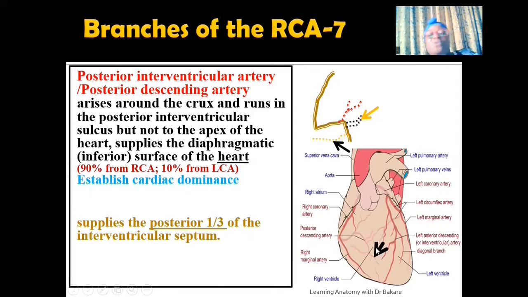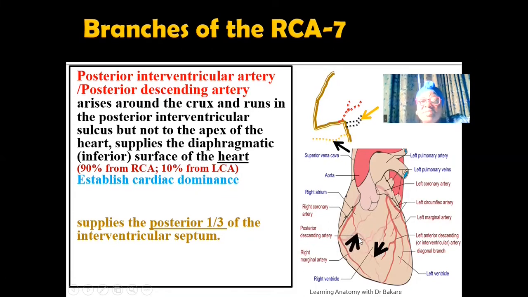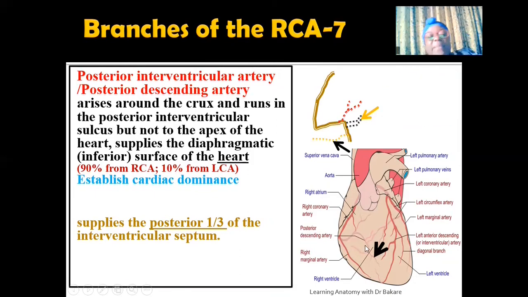But just for us to know, this posterior interventricular artery or the posterior descending artery supplies the diaphragmatic or the inferior surface of the heart. So it supplies the surface of the heart where the heart is related with the diaphragm, which is on the inferior side. In 90% of individuals, this artery will emerge from the right coronary artery. It could also emerge from the left coronary artery in 10% of individuals.